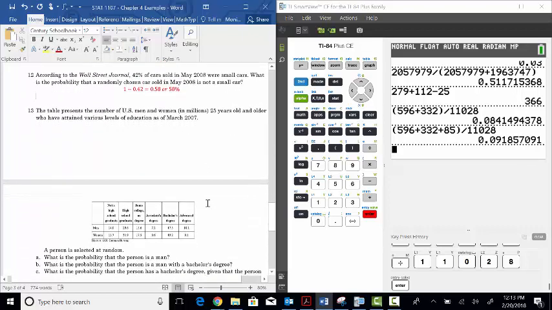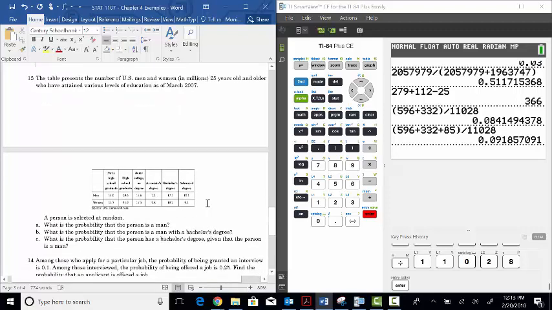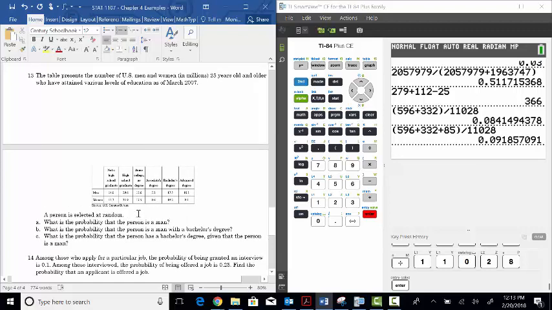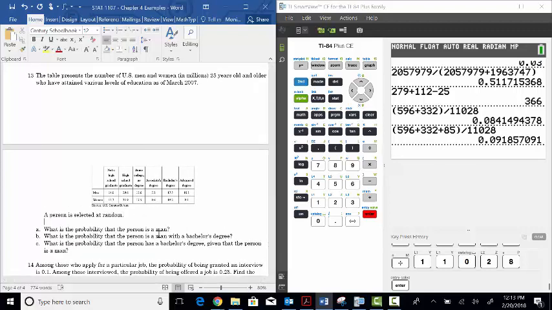The next question says, the table presents the number of U.S. men and women 25 years or older who have attained various levels of education as of March 2007. A person is selected at random. First question: what is the probability that a person is a man? Again, I'm going to add all of them up and divide by the grand total. So let's add everything up to get the grand total.